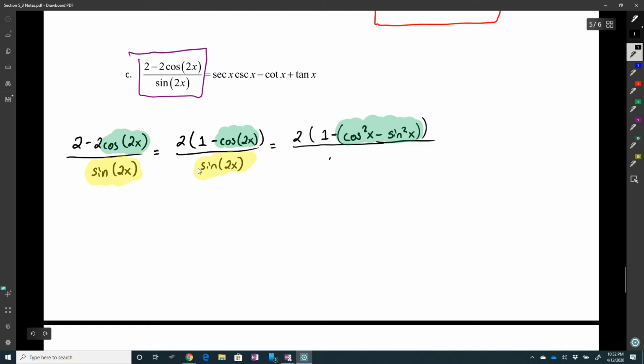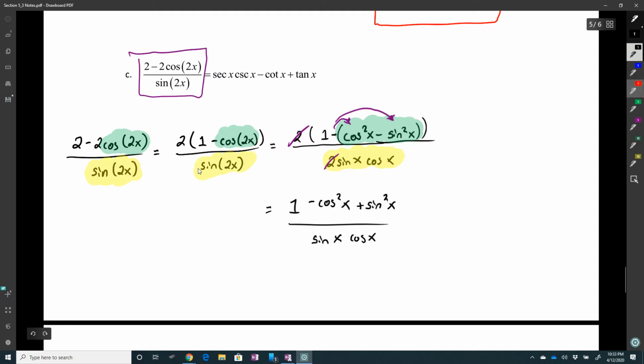So sine of 2x is 2 sine x cosine x. All right, so this is going to distribute. Notice the 2's here will cancel each other out. So I have 1 minus cosine squared x, double negative, plus sine squared x, over sine x cosine x.